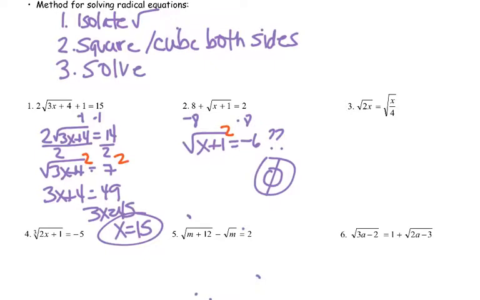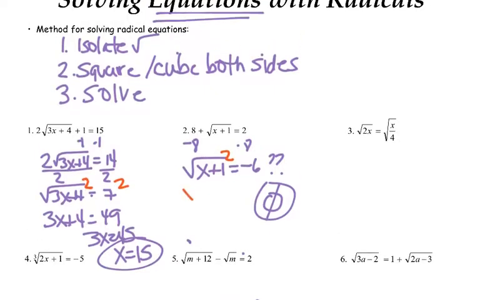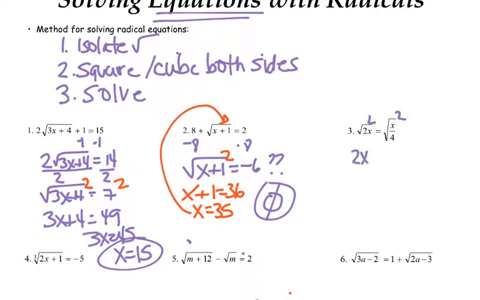Now some people will say, oh, can't you just square both sides? You can. So if I square both sides, x plus 1 equals 36, x equals 35, you might be like, oh, it's 35. But if you plug it back in, it doesn't work. You could try it if you want, but it doesn't work. So as long as you see that square root equal negative, you're good to say just empty set.